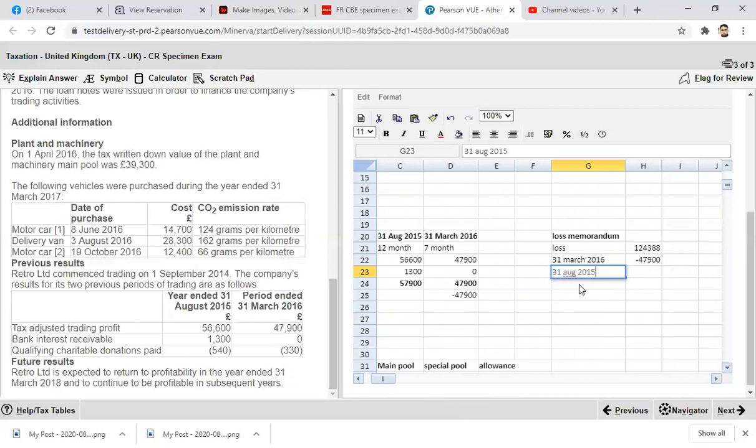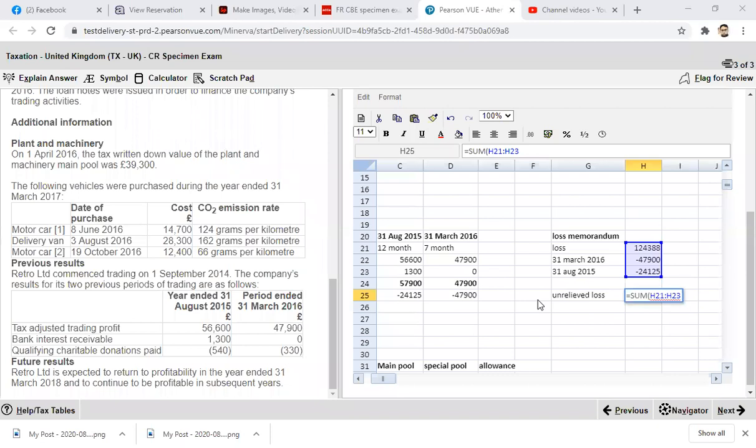For 31st August 2015, here we have to make it 5 by 12. So I have to select the profit, and the profit is multiplied by 5 divided by 12. So how much can you offset? You can only offset 24,125. So this 24,125 is offset from here. And now we have the unrelieved loss available, so it is equal to sum. Yes, the figure is, so you can see the figure, and the unrelieved loss available is 52,363.